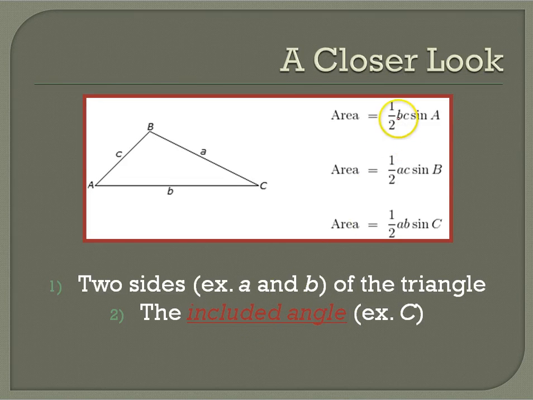So if we look at this formula, let's break it down. Look at sides B and C. Okay, here's side B, here's side C. Where do they meet? They meet right here, right? Oh, look at that. There's angle A. So that's the angle that you use in the formula.